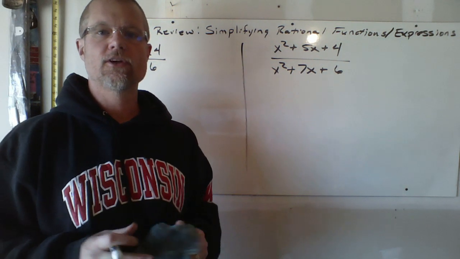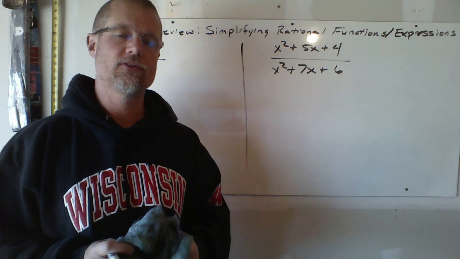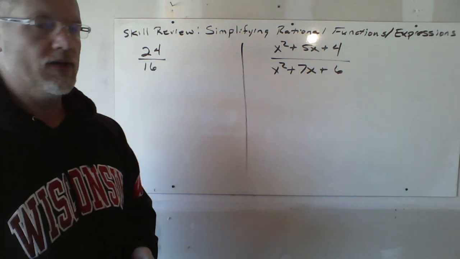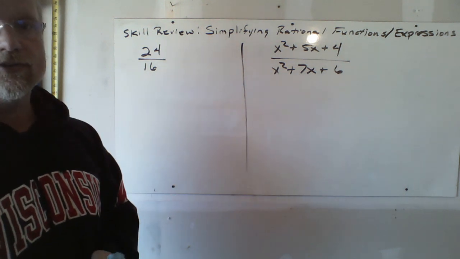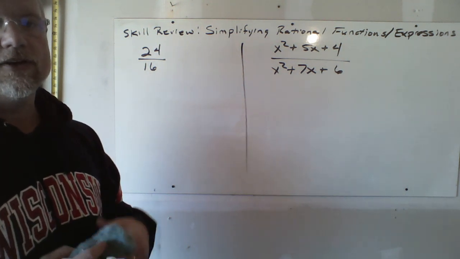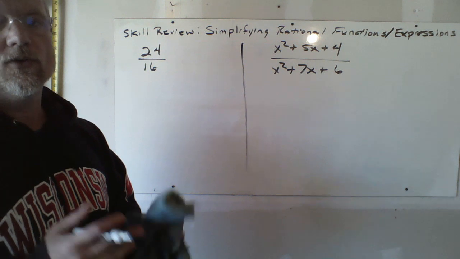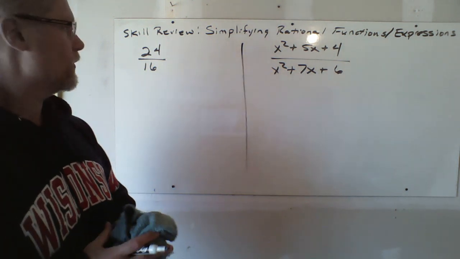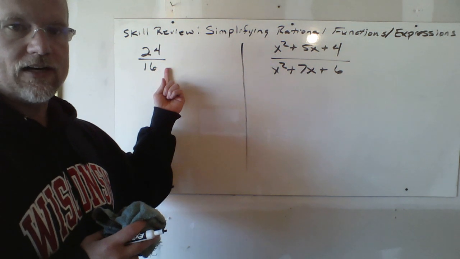Hi everybody, we're going to look at a skill review on simplifying rational expressions and functions, and we're going to relate it back to simplifying rational numbers. So if we had to simplify this rational number, the one thing that we have to do is figure out what factors we can divide out. Remember, simplifying means dividing out factors. That's what we're doing. So we have to figure out what the factors are here.